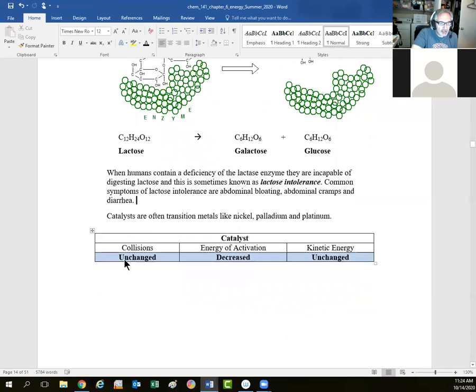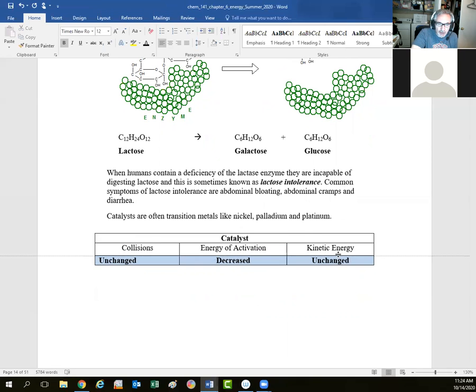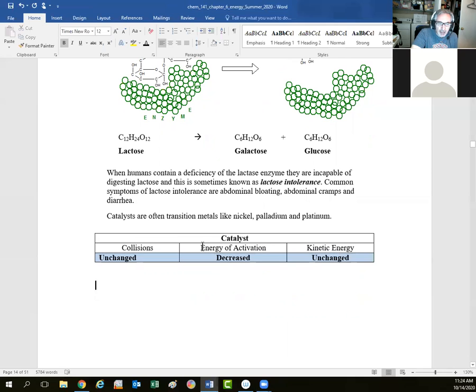So the catalyst doesn't change the concentration, therefore doesn't change the number of collisions. It doesn't change the kinetic energy of the molecules. It's lowering the energy of activation.